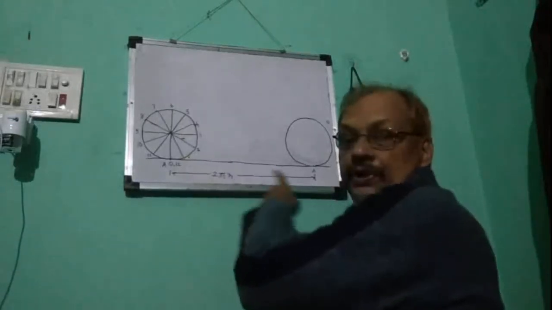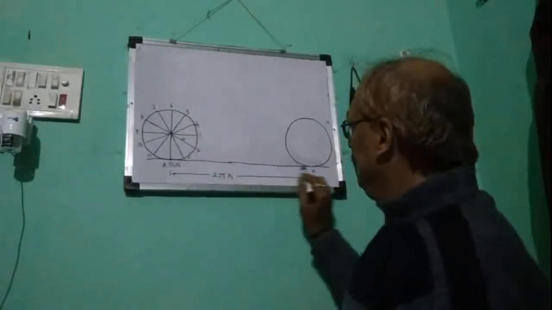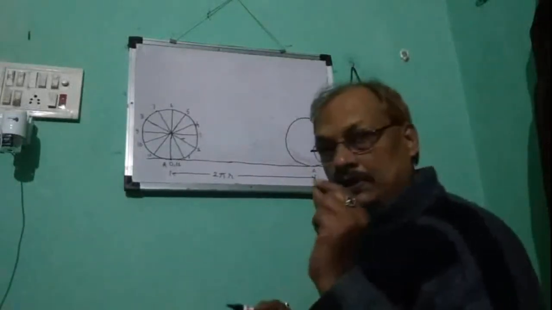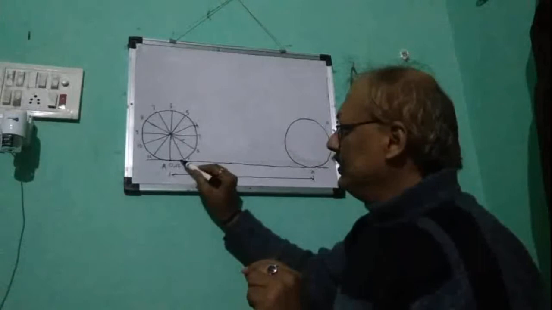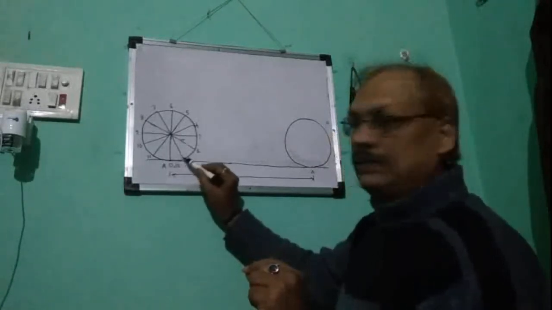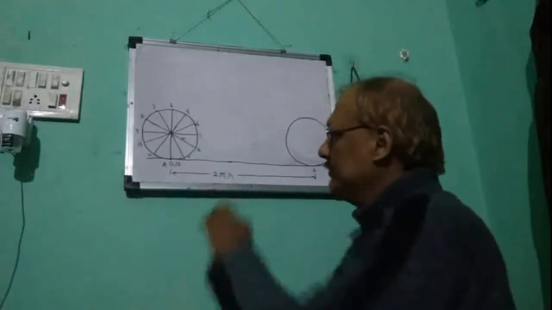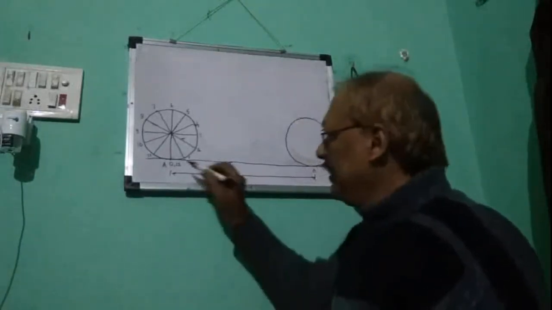So we will have to divide this line into 12 equal parts. Each part will be equal to the length of the arc 0, 1, 1, 2, like that, isn't it? So the sector of the arc.